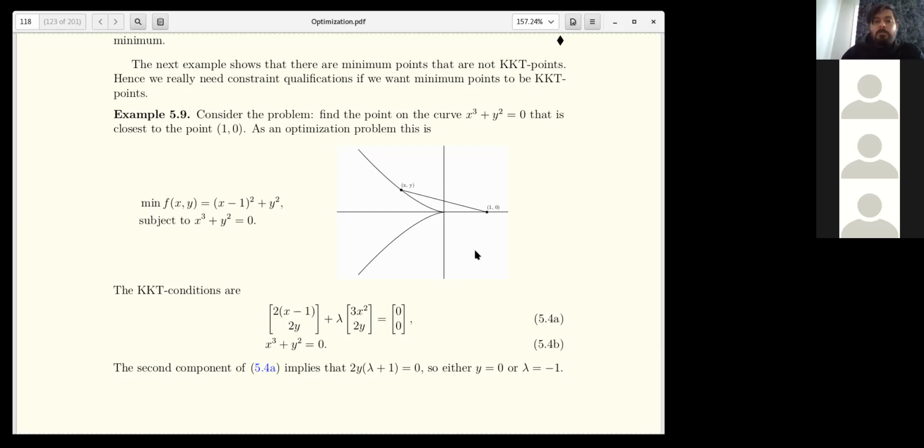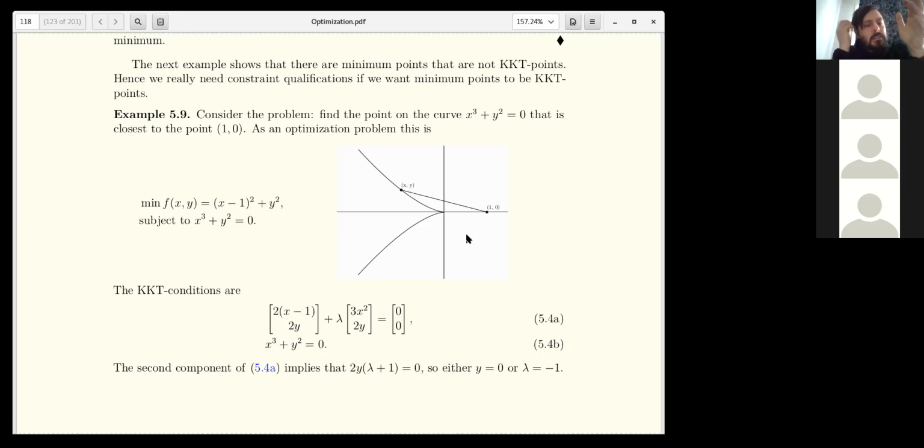So this bird's beak here, this origin here clearly is the closest to this (1, 0). And we will show that this does not satisfy the KKT conditions. And we'll have to figure out why and what is the problem here.